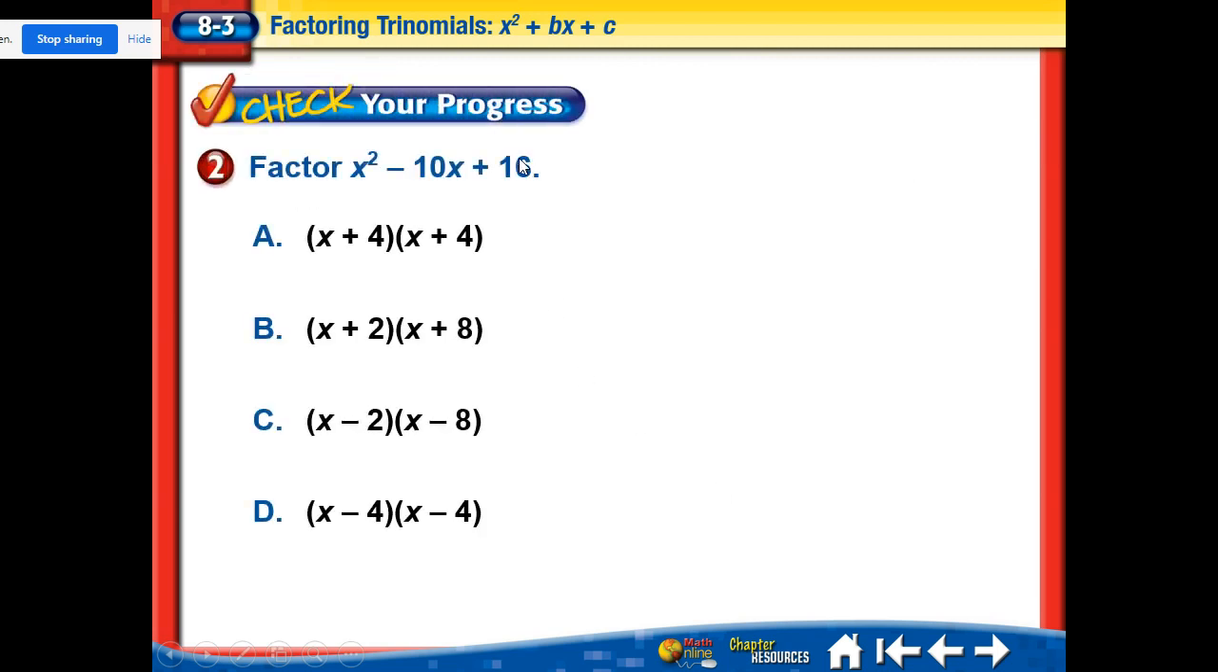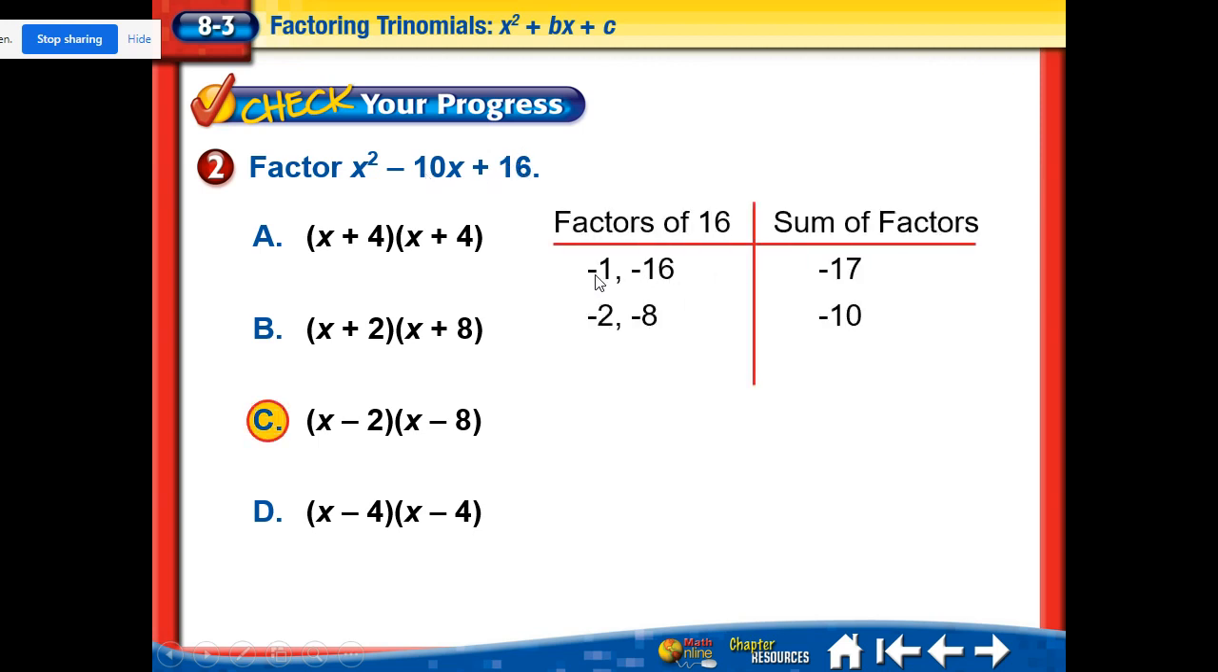All right, here we go again. We want to multiply to 16, then add up to negative 10. So we're going to go ahead and write our combinations out, negative 1 and negative 16, then negative 2 and negative 8. Oh, that's negative 10 already. And again, they're negative because I have a negative and then a positive. The only way to multiply to get a positive is multiplying two negatives together.